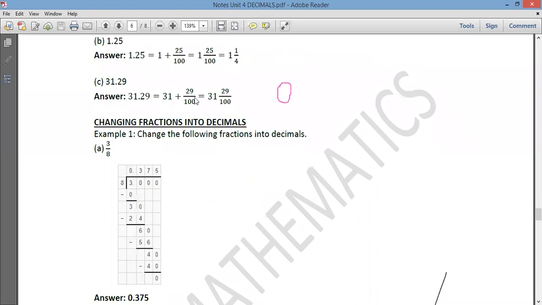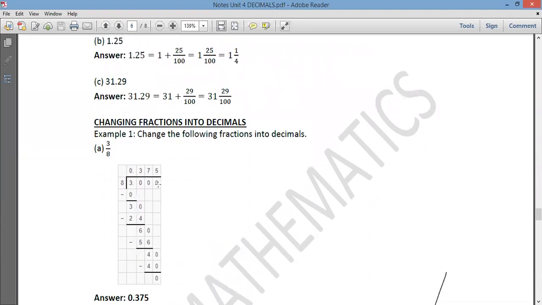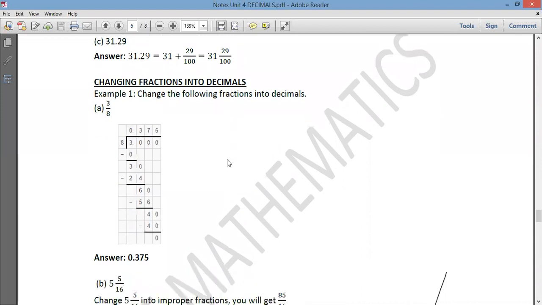Okay, we skip example C. You can look at it by yourself.